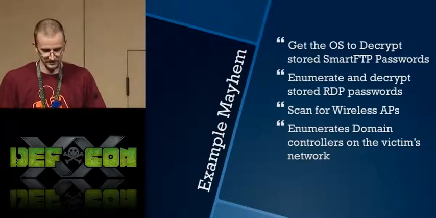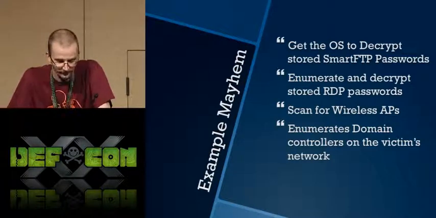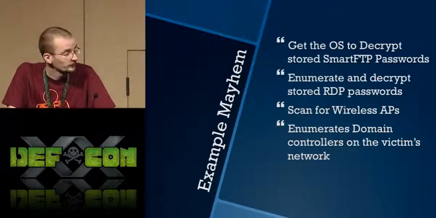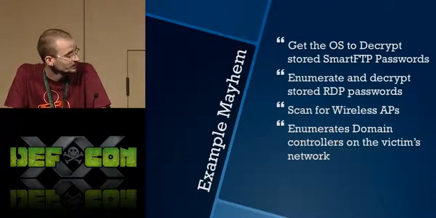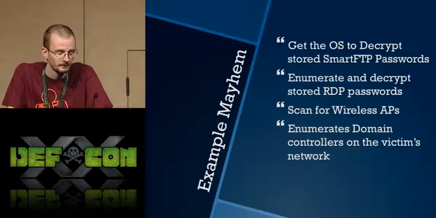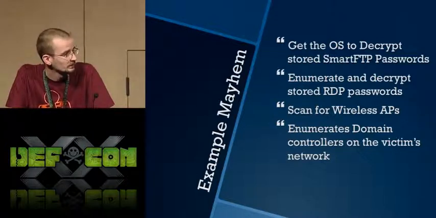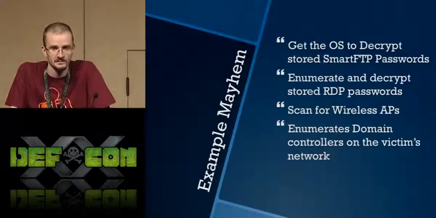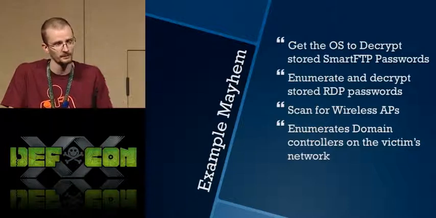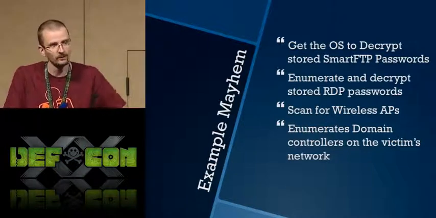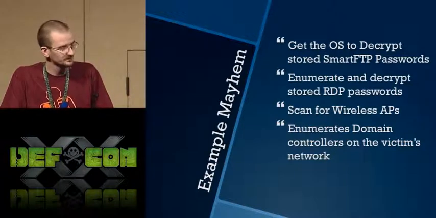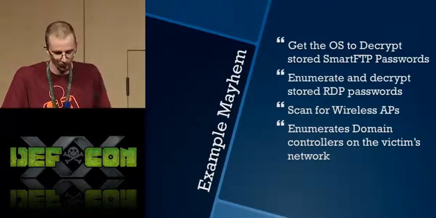So here's some example mayhem that's been caused with Railgun. SmartFTP is an FTP client that stores encrypted passwords, but it encrypts all the passwords with the Windows cryptographic API. So using Railgun, we make those same exact function calls and get the victim machine to go ahead and decrypt the passwords for us. There's no pulling down the encrypted password and having to crack it and use our own processor time for it. The victim does all the work for us.